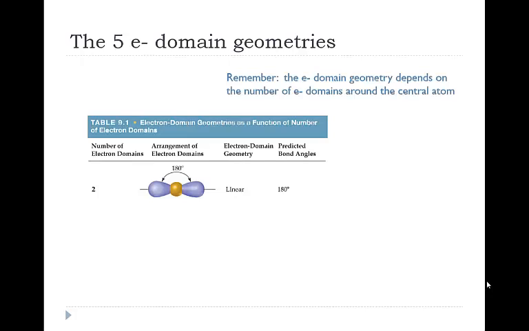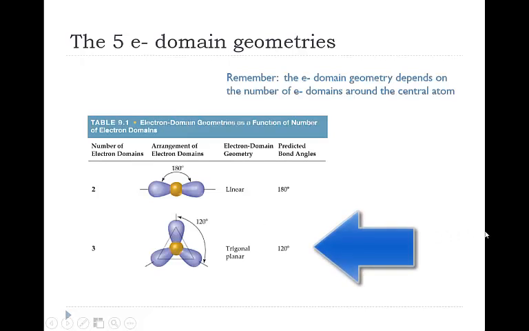Now, the electron domain geometry depends on the number of electron domains around the central atom. So if we have 2 electron domains, as in this example here, then to get them as far apart as possible, they're on opposite sides of the central atom. So here we have the central atom, and we have 2 electron domains on opposite sides. The geometry is called linear, and the bond angle is 180 degrees. If we have 3 electron domains, to get them as far apart as possible, they form a triangle shape, and we call that trigonal planar, meaning a flat triangle, and the bond angles are 120 degrees.